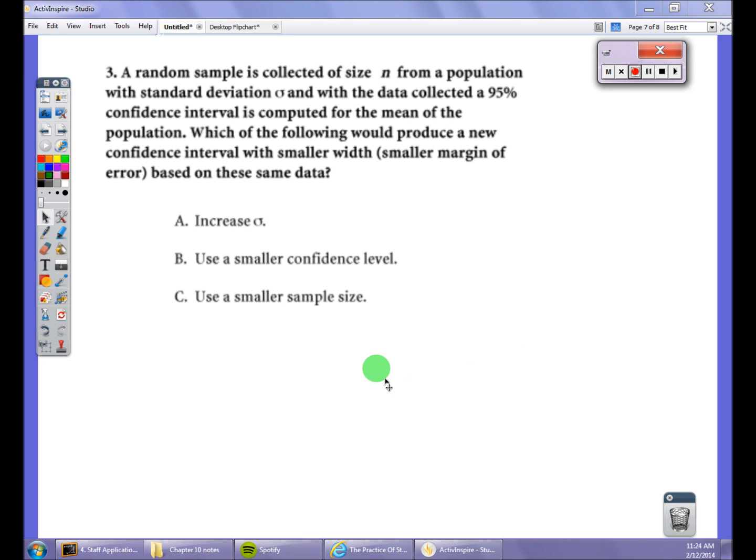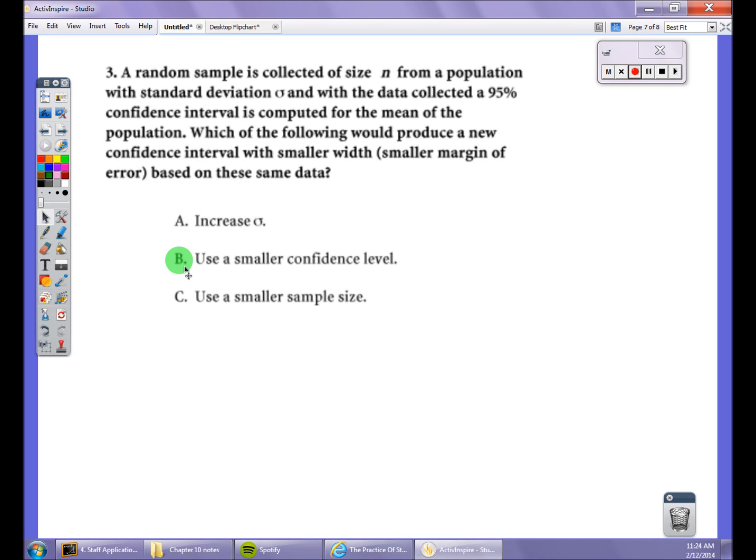Let's go through the answers. If you haven't had a chance to think about that on your own, you should hit pause. Option A, increase the standard deviation of the population. You cannot do that. You cannot change the population standard deviation. That is not a choice.